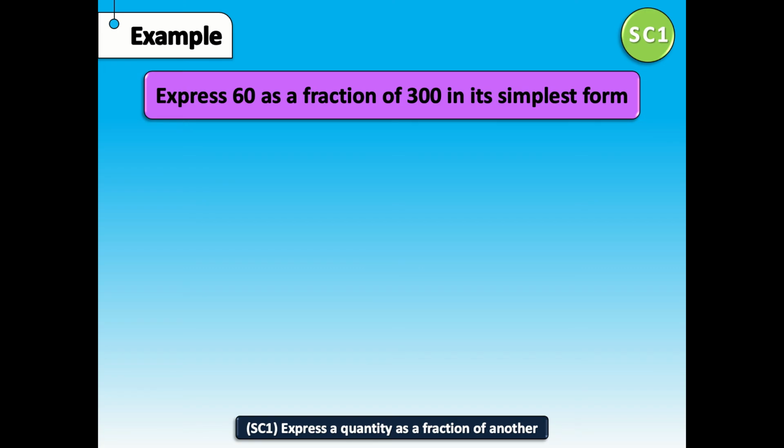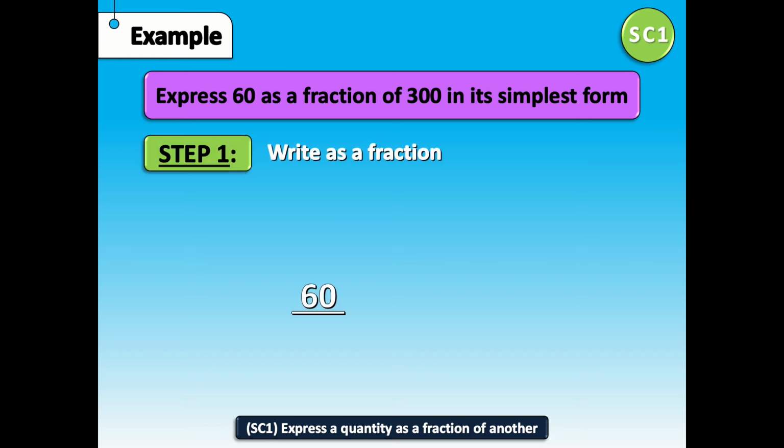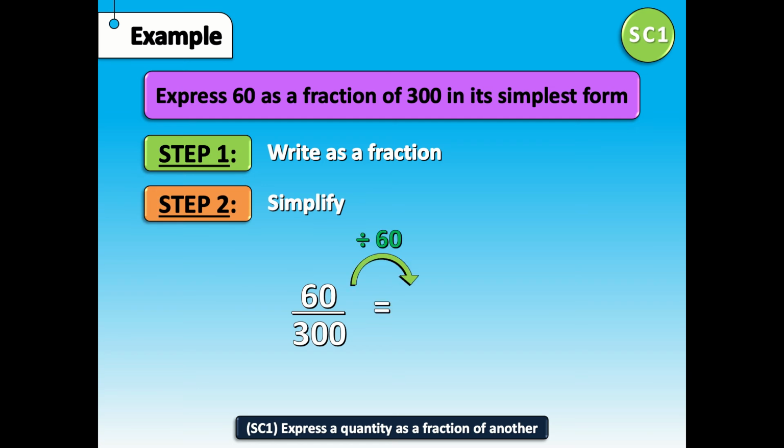So we want to express 60 as a fraction of 300 in its simplest form. So we write it as a fraction, so that's 60 over 300, and then we just need to simplify it. So we can divide both numbers by 60. Remember, what you do to the top, you've got to do to the bottom. So our answer is 1/5.